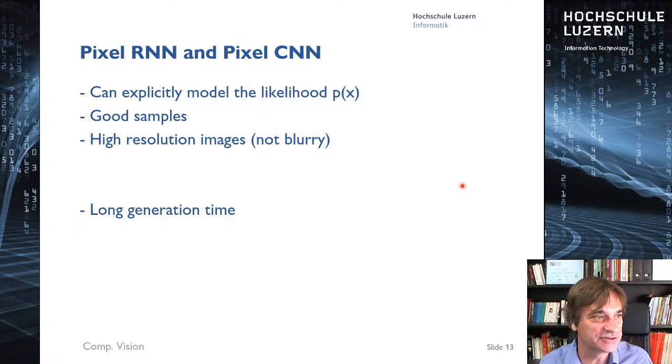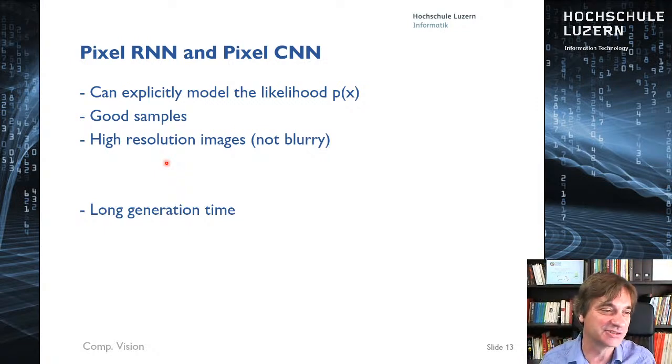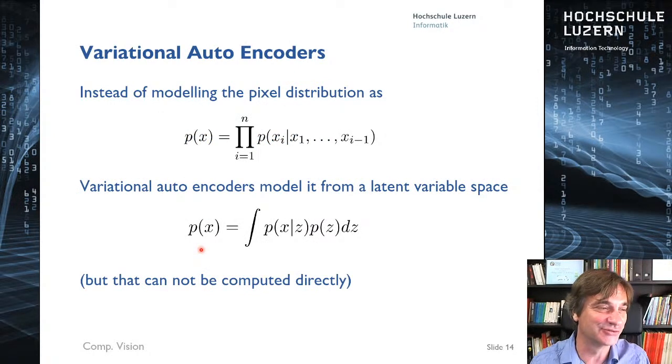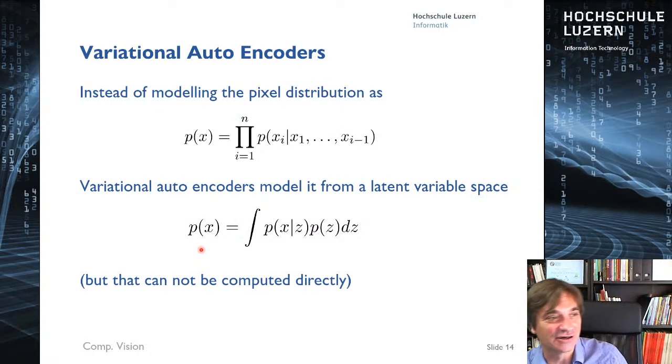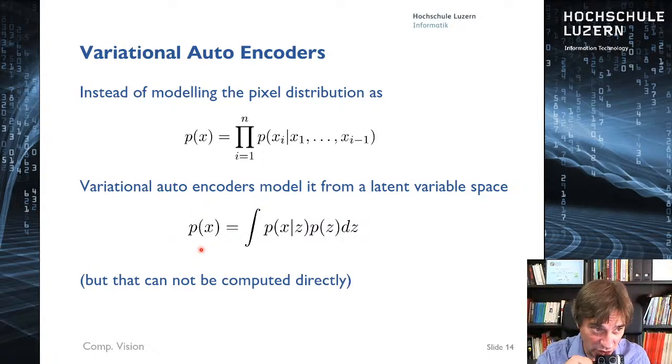Okay, so this first approach using pixel RNN or pixel CNN, they can actually model the likelihood of the image. So it gives good samples. The images are quite high resolution, but maybe in the overall structure of the images, they're not always that clear. And it is quite time consuming to calculate there. So the next approach to generate images are variational autoencoders. So how does that work?